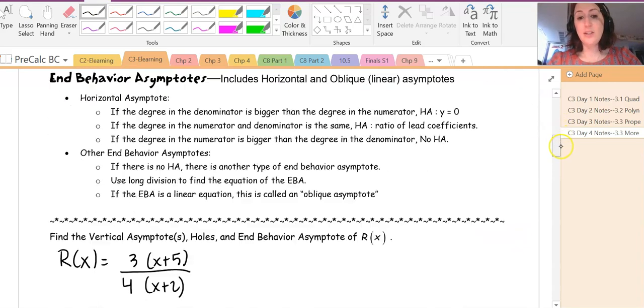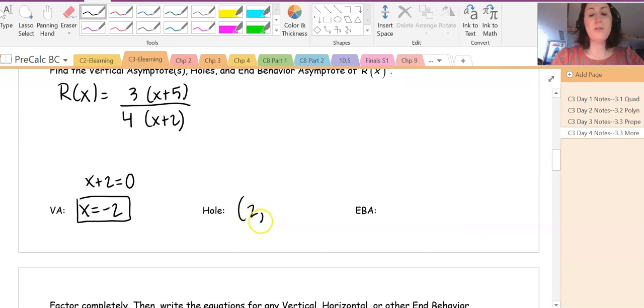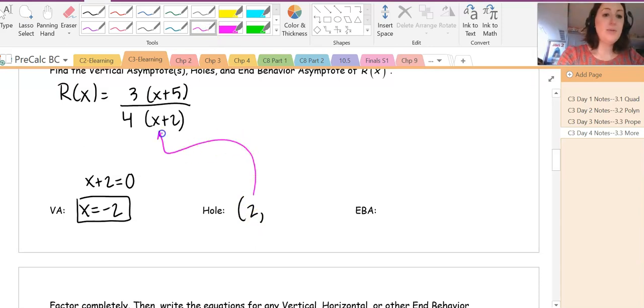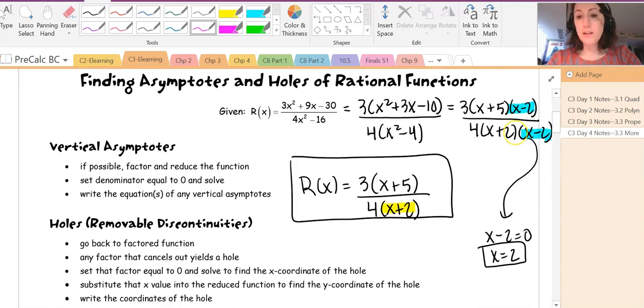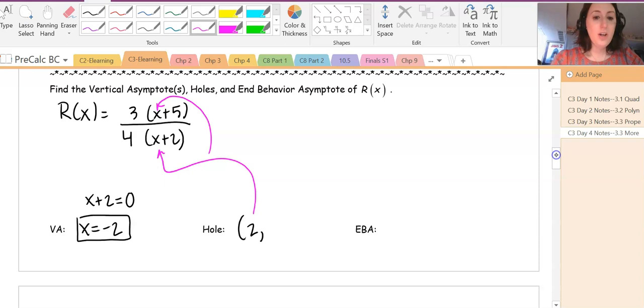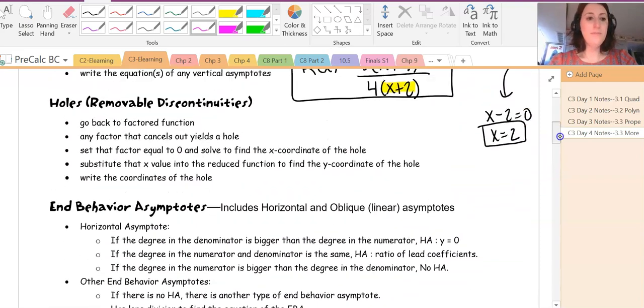What that is telling you is that the x coordinate of your hole is a 2. To find the y coordinate, you must plug this 2 into the simplified function. Because guys, look, what happens if you plug the 2 into the original function? You're going to get a 0 in your denominator. You're not going to be able to do anything. It has to go into the simplified one. So this would be 2 plus 5 is 7, and 2 plus 2 is 4, and 3 times 7 is 21 over 16, which I don't think simplifies. Okay, there, we have found the hole.